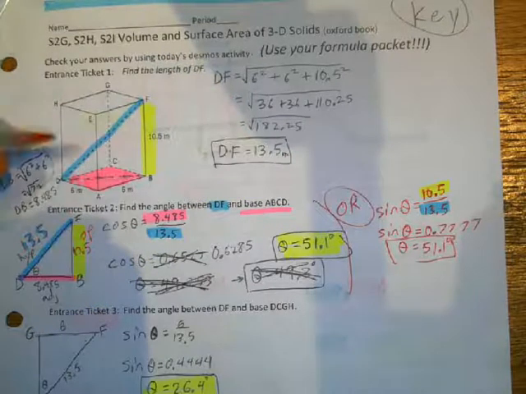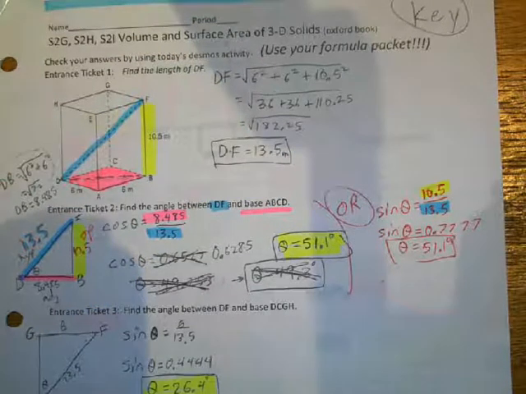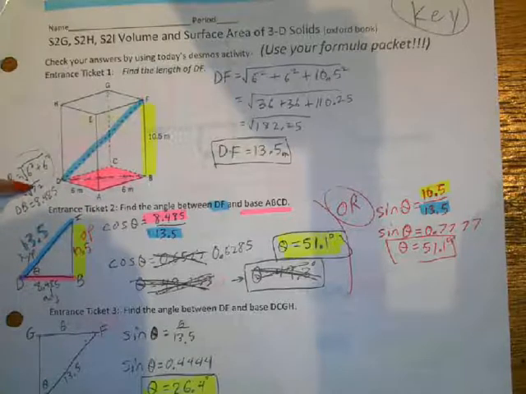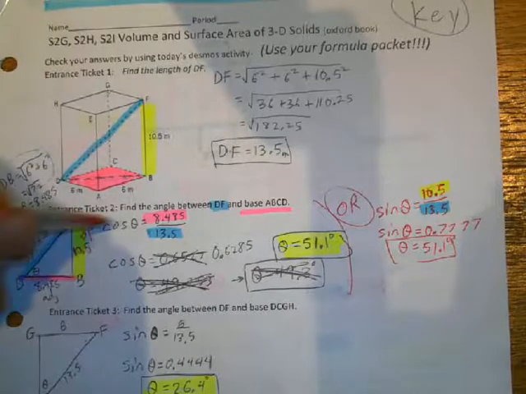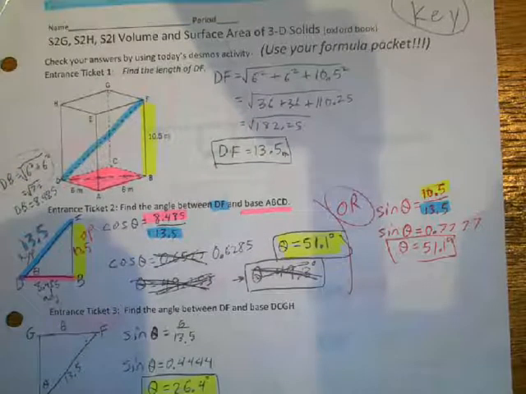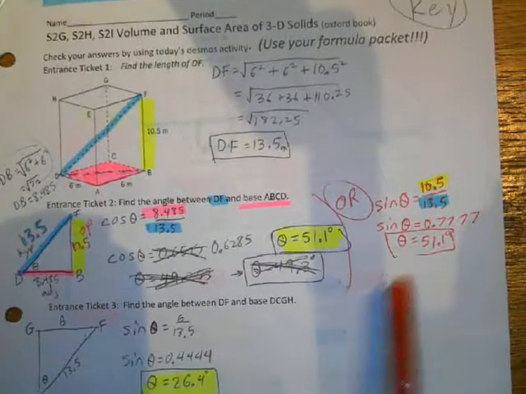Now I went to all the trouble of calculating the length of DB, this pink line, by using Pythagorean theorem. 6 squared plus 6 squared is 72. Square root of that is 8.485. Using this and the hypotenuse, I could use cosine and still get the same answer, 51.1.